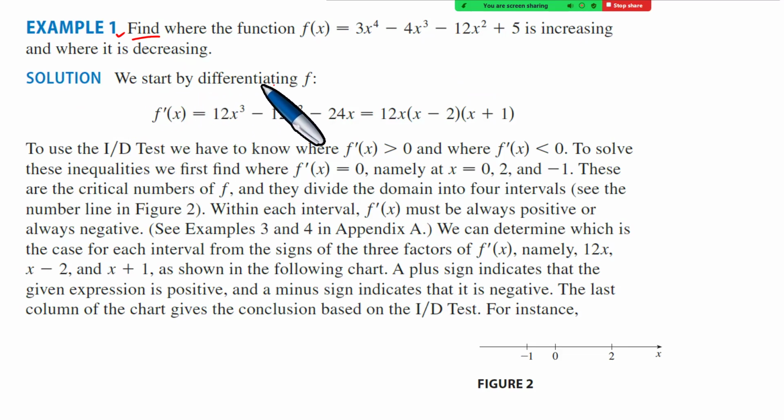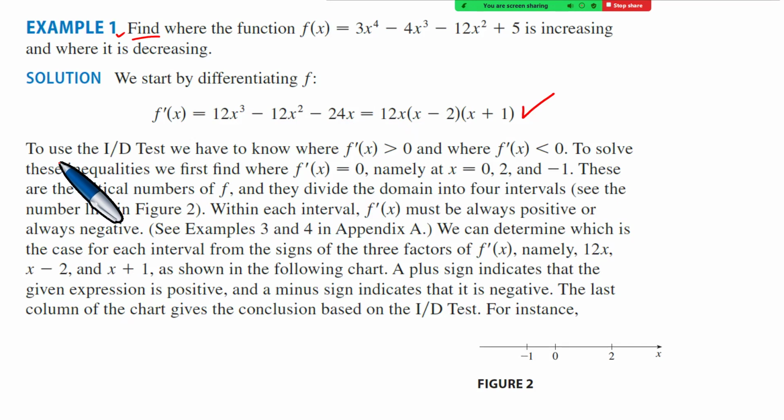Right, so we start by differentiating f. What is the derivative of f? We agree that the derivative of 3x to the 4th power is 12x cubed. The derivative of minus 4x cubed is minus 12x squared. The derivative of minus 12x squared is minus 24x. We factor out 12x because 12x is a common factor. We can factorize this to that. I know very well that we are yet to look at some problems, but factorization is pretty straightforward.